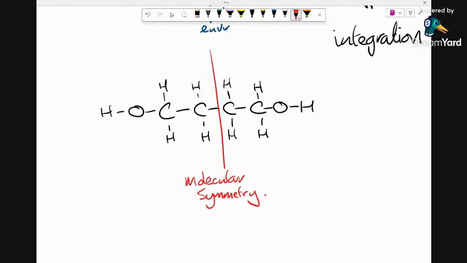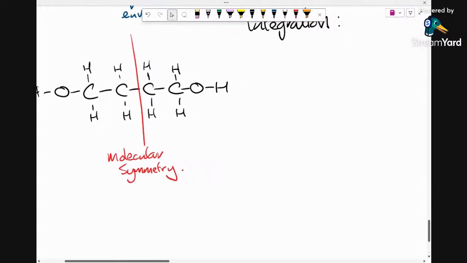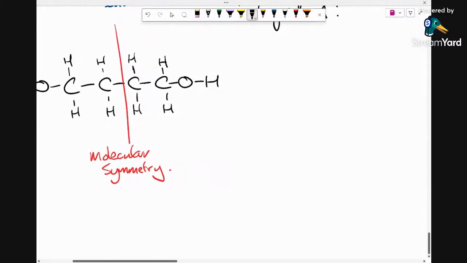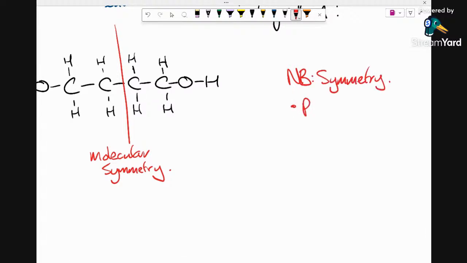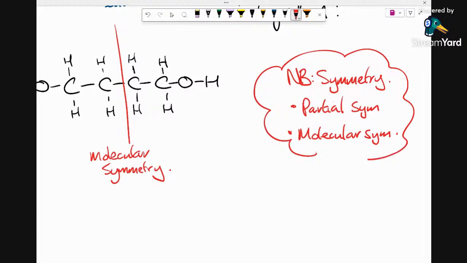The other type of symmetry line is called a partial symmetry line, and I'll show you that. This is another nota bene. This is for symmetry. There are 2 types. We've got partial symmetry and molecular symmetry. And these are really useful to use, by the way. Spotting these will make your life so much easier. And I'm going to use them in a minute.